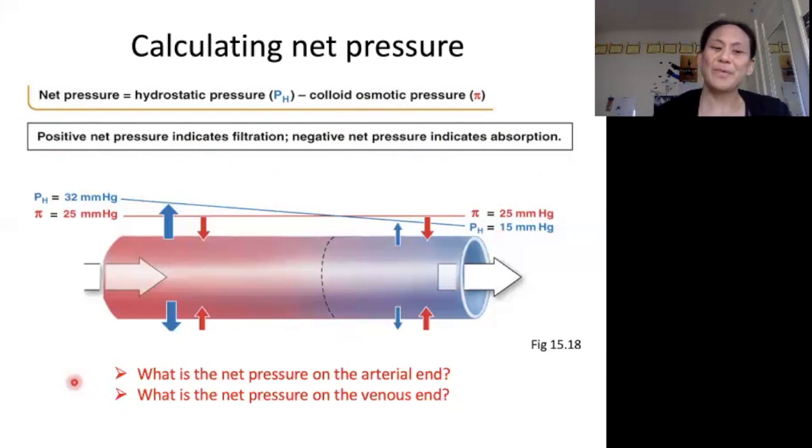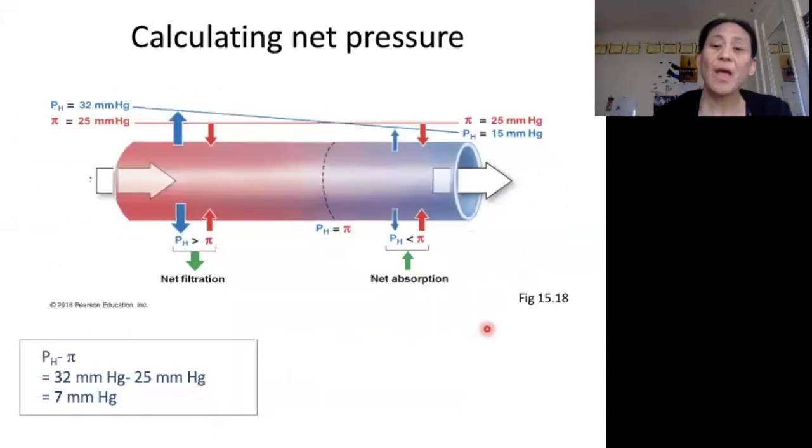So, as you might have guessed, I'm going to be asking you to calculate the net pressure on the arterial end of this capillary here and the net pressure on the venous end of this capillary here. So go ahead, hit pause, and make that calculation. Okay, so let's go over those calculations.